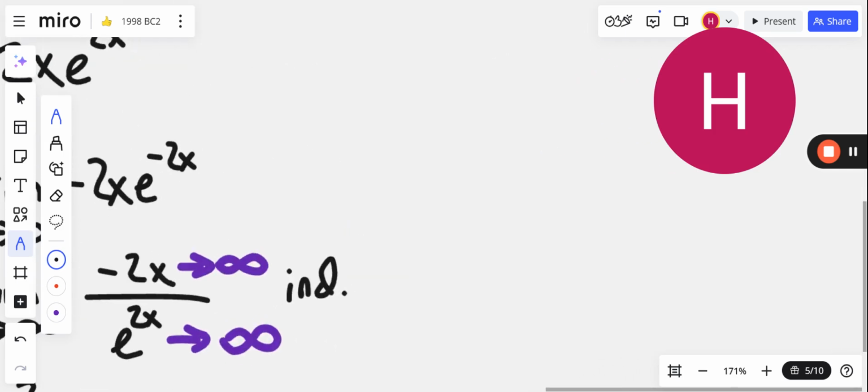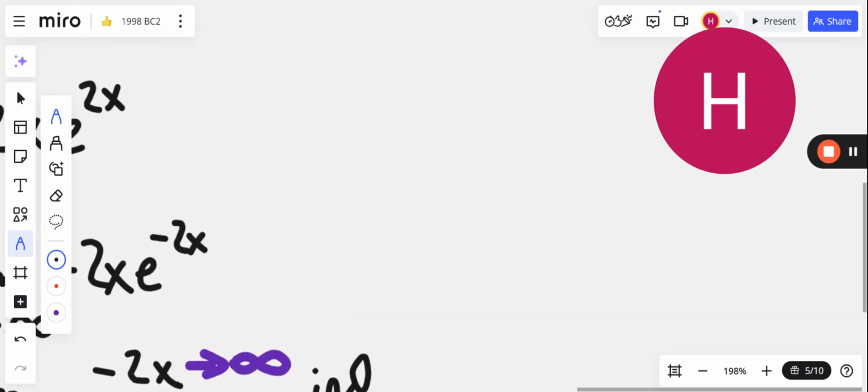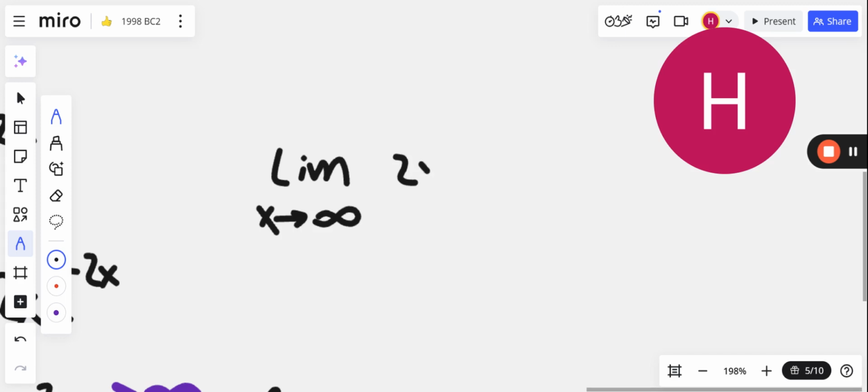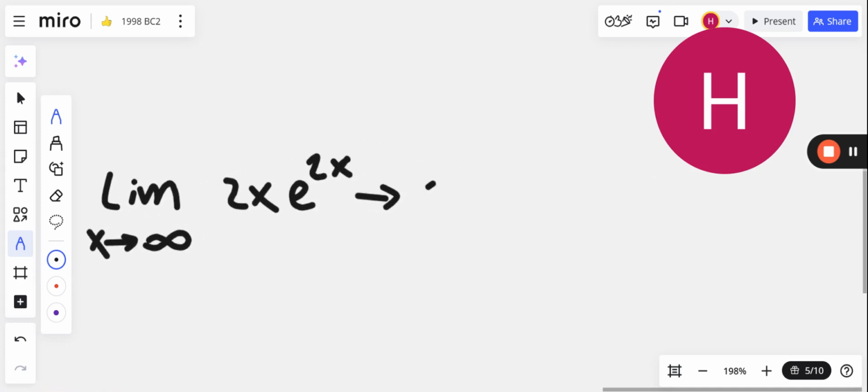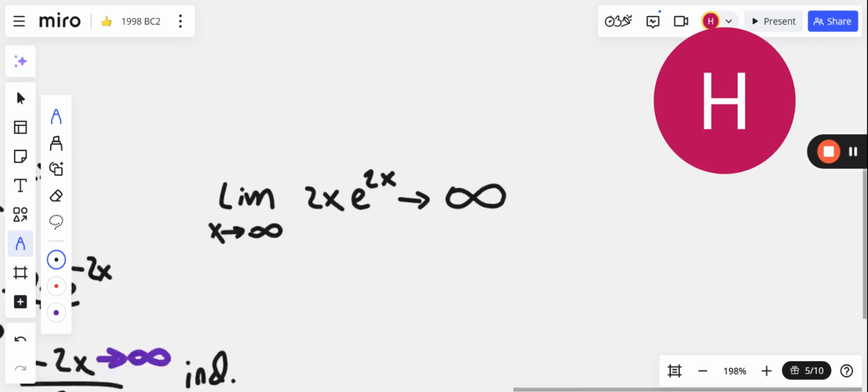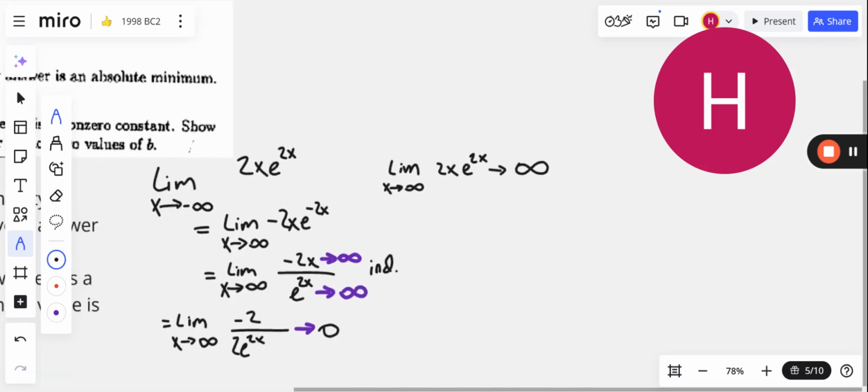Now what about the limit as x goes to positive infinity? Well, I think that's clear that this is just going to infinity. There's no negative involved, so this is just going to be like a really, really big number times e to a really big number, and that's just going to give us a really big number. So part A is done. Very simple.